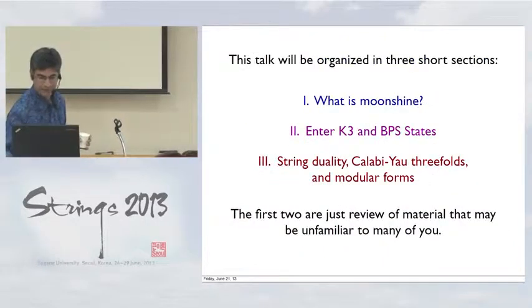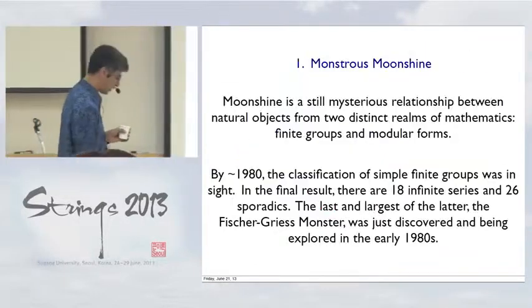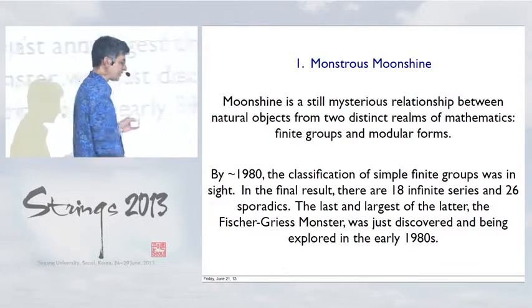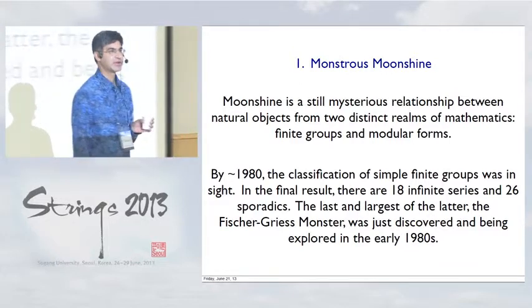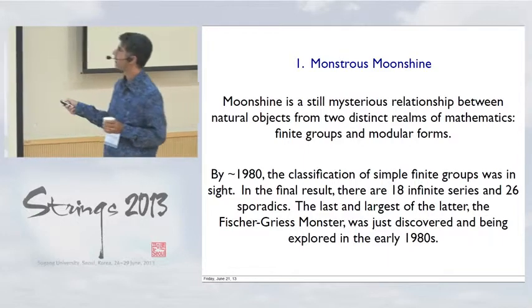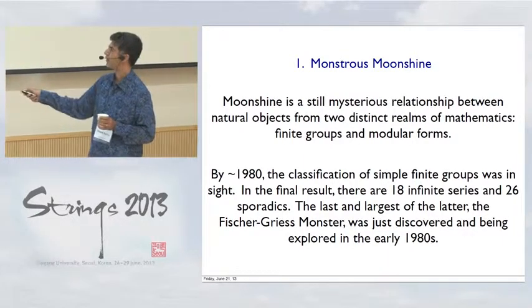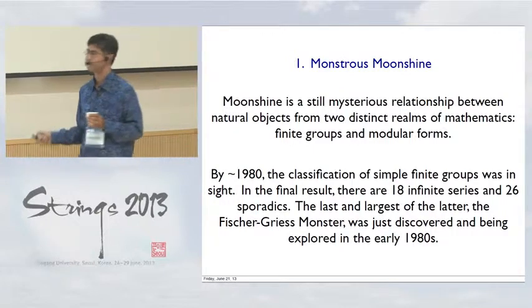Okay, so what's Monstrous Moonshine? Moonshine is sort of an enigmatic name. It's called Moonshine because it's a mysterious relationship between natural objects from 2 very distinct realms of mathematics, the theory of finite groups and the theory of modular forms.